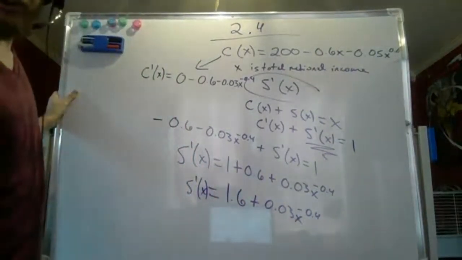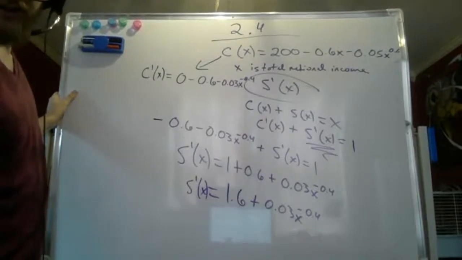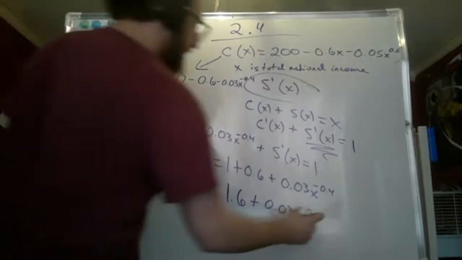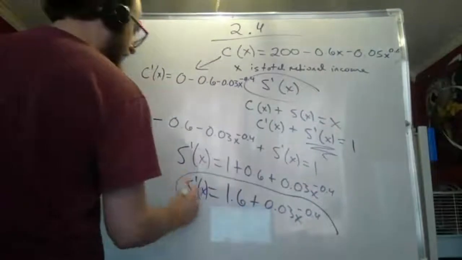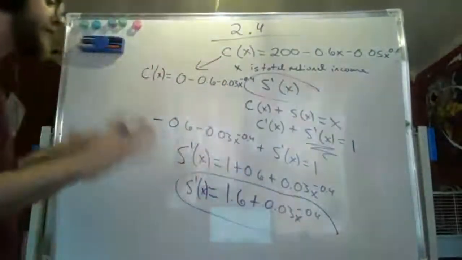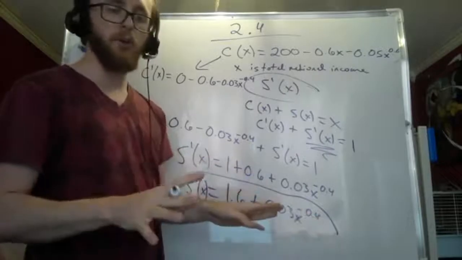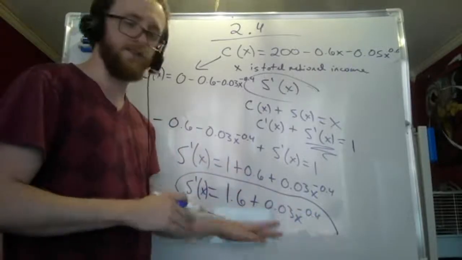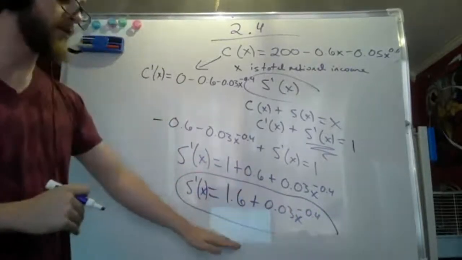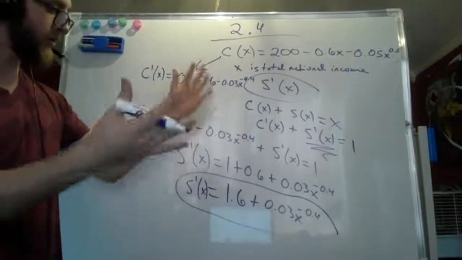And let me just double check. 1.6. Yep, and there we have it. That is our final answer, and that's a perfectly valid answer. Even though we have this negative power over here, don't worry about that. That's perfectly okay. That's a valid answer. It's a perfectly fine way to write your answer. And so there we go.